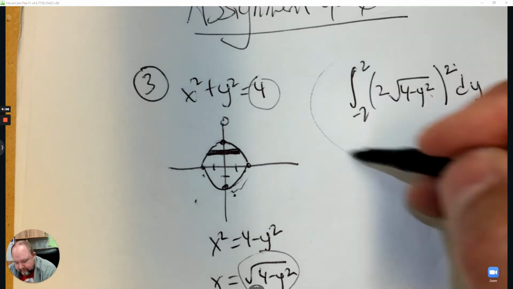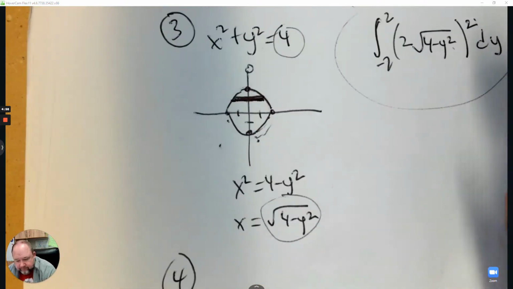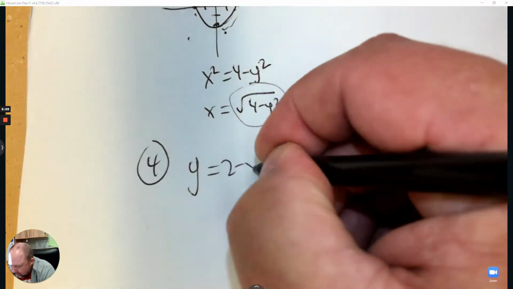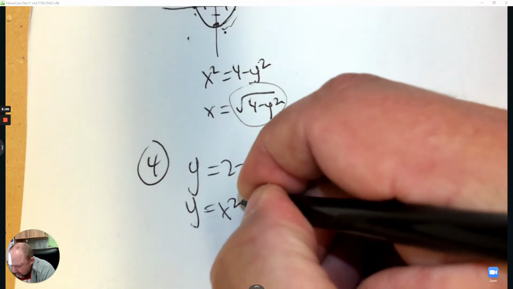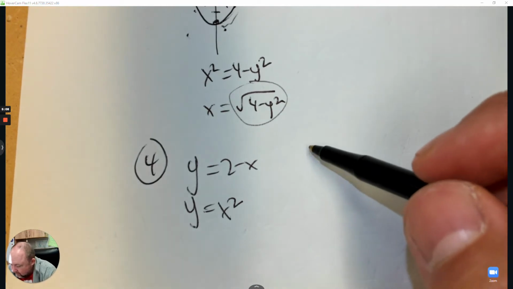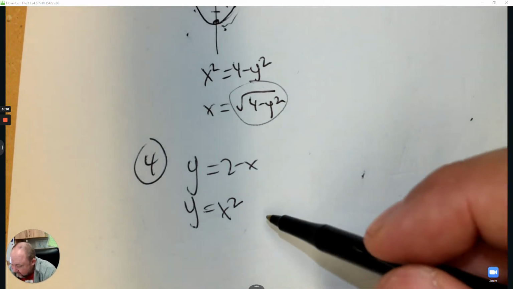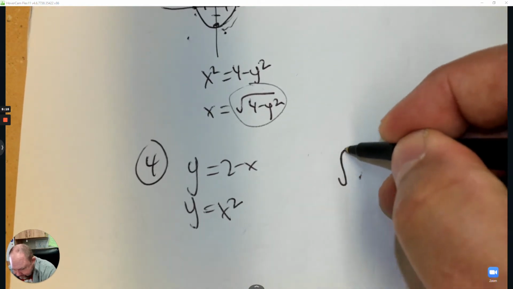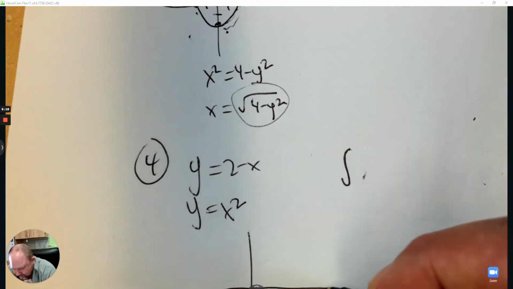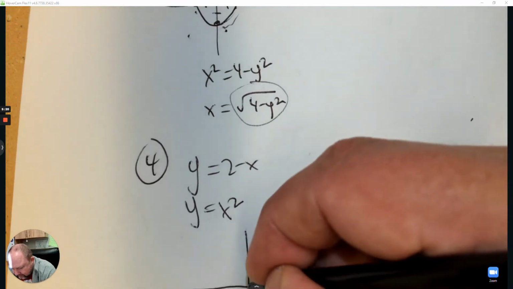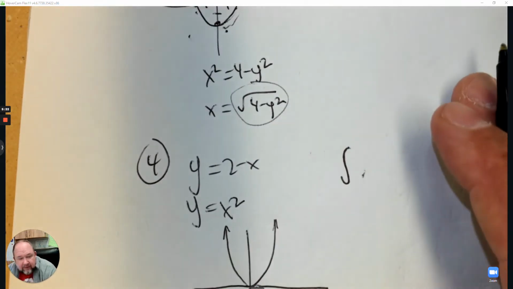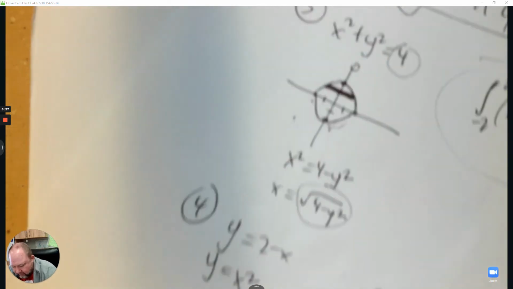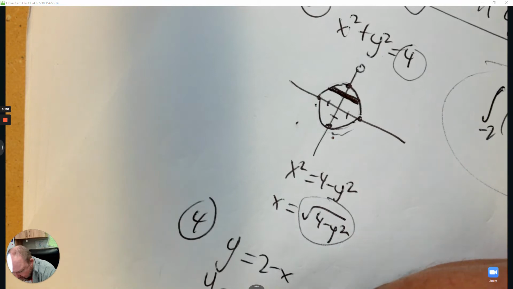Number 4. In number 4, we have y equals 2 subtract x, y equals x squared. And then we have right triangles perpendicular to the x-axis and the base and so on. So first step, this is an integration question, so I'm going to set it up. I'm going to graph this. So we have x squared, and then 2 minus x would mean I start at 2, and then I go down 1 and to the right 1. So this is what it would look like.